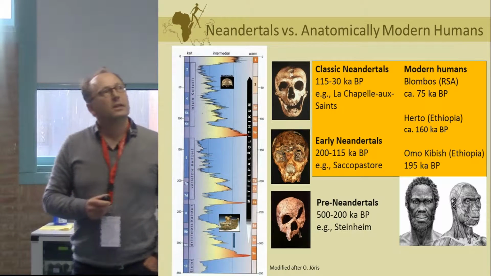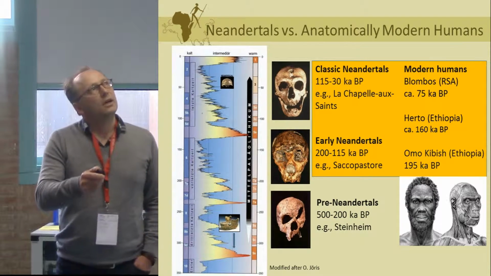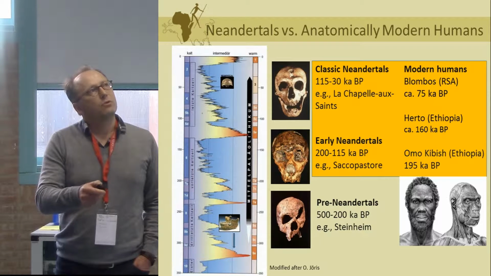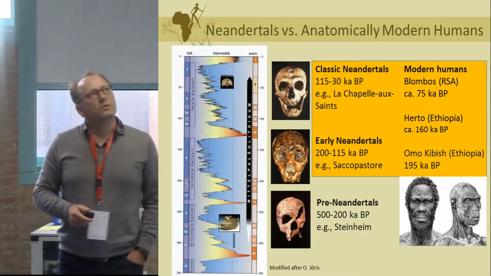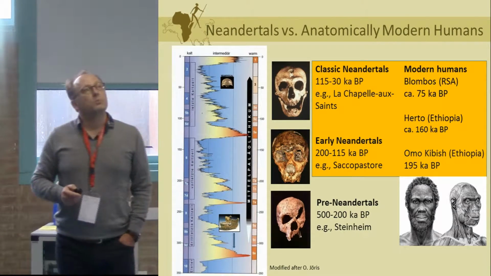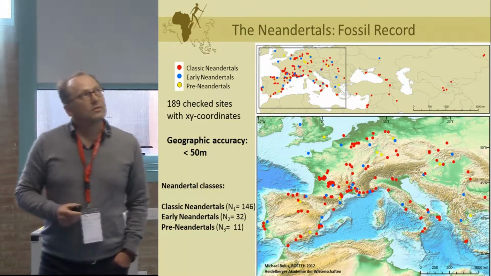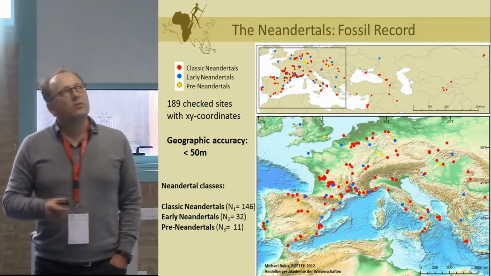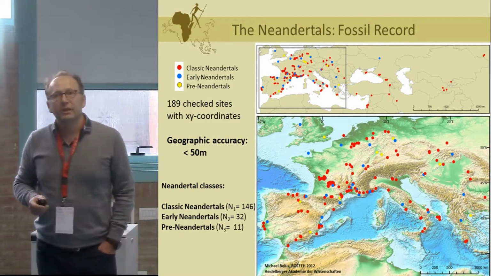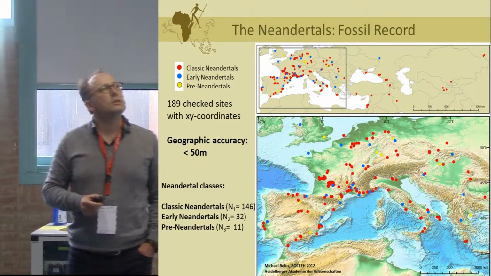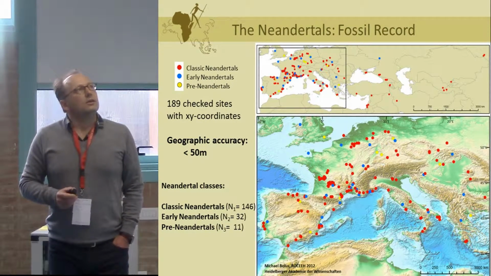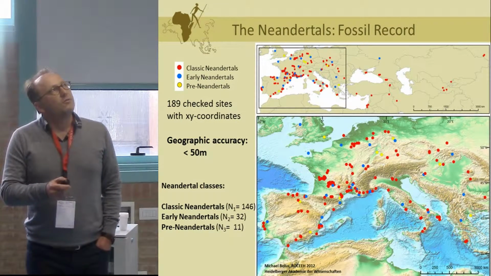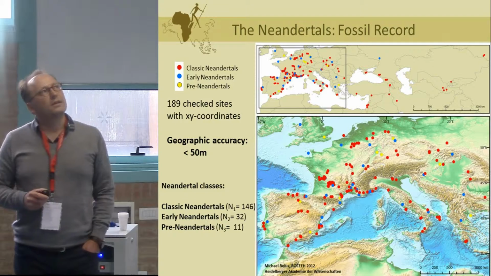So in our analysis, we are focusing especially on the time frame classic Neanderthals and early Neanderthals, so 200,000 till around about 30,000 BP. So this is the Neanderthal fossil record, and in this analysis we are especially focusing on the fossil record, so only sites where we have fossil appearances. We have collected around about 190 sites.